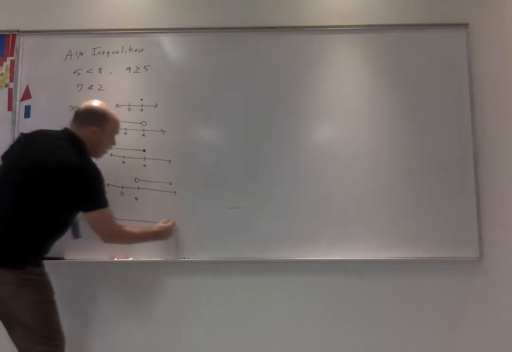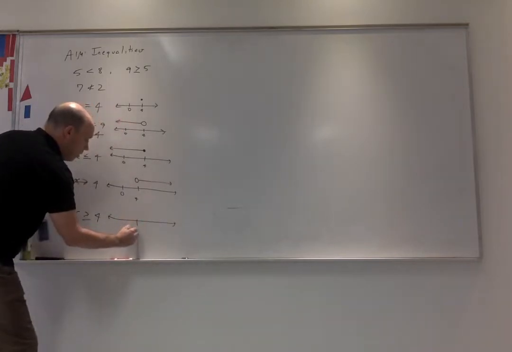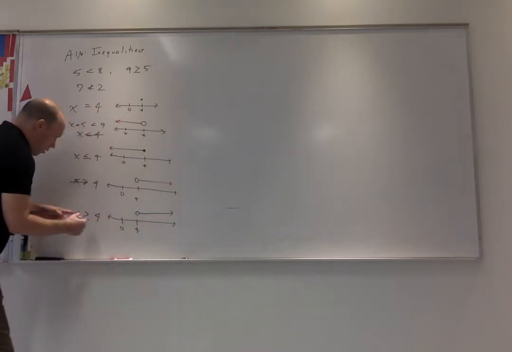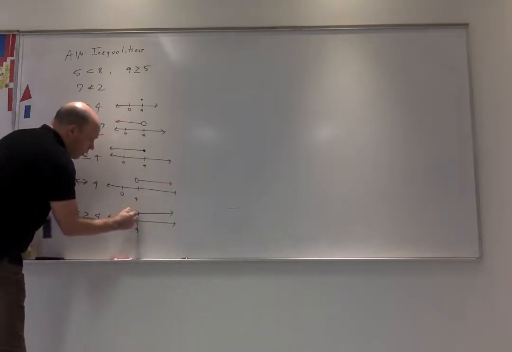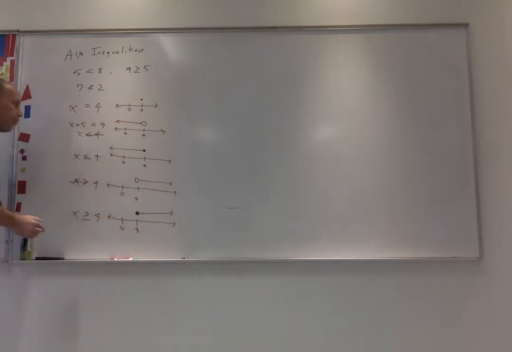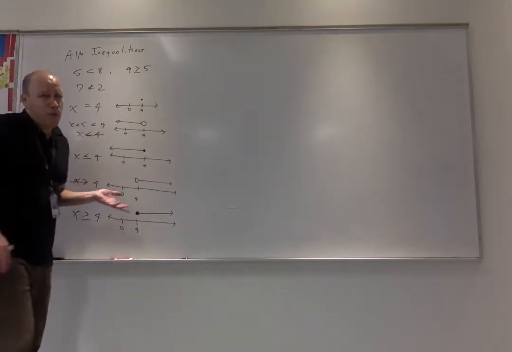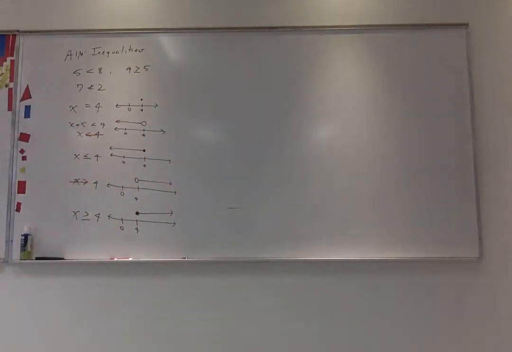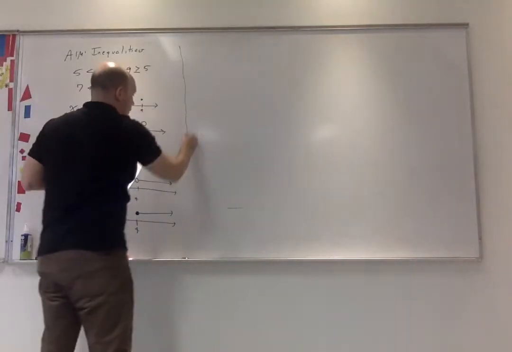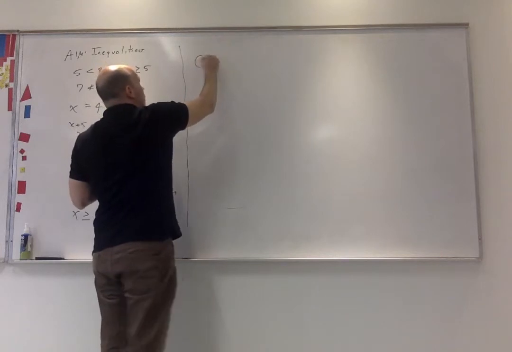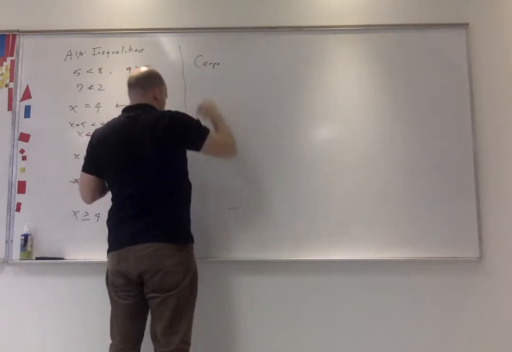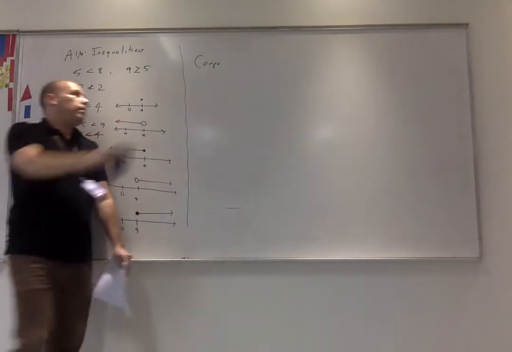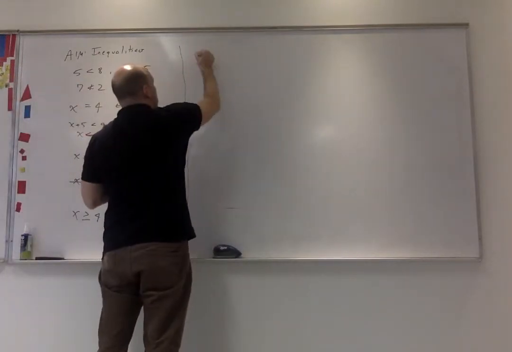Same idea. We know that for 0, it goes to the left, but 4 is included. Now, these are simple solutions to algebraic equations. The idea is you keep the inequality when you solve it. A little thing before we move on, something called compound inequalities.